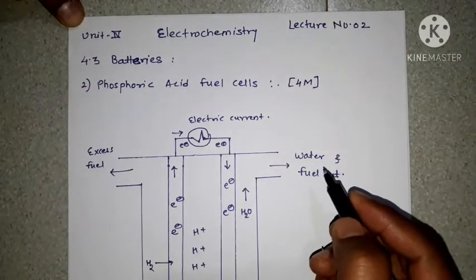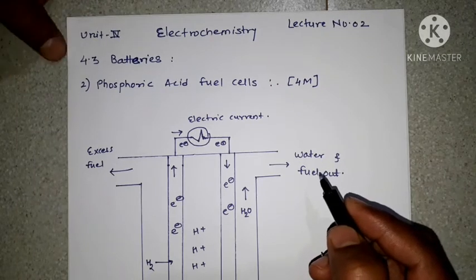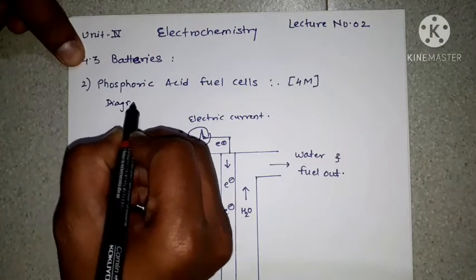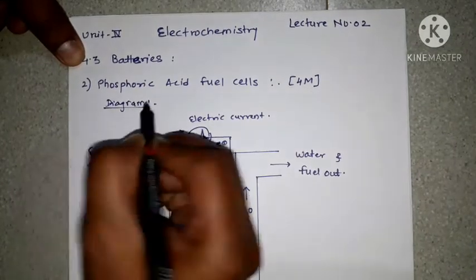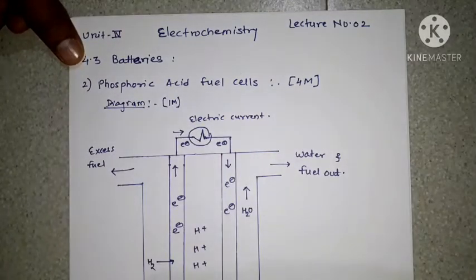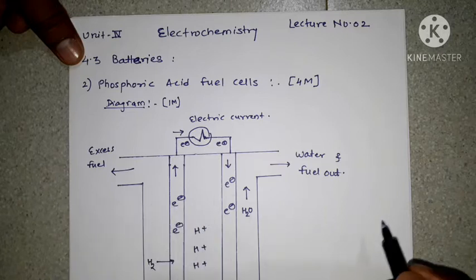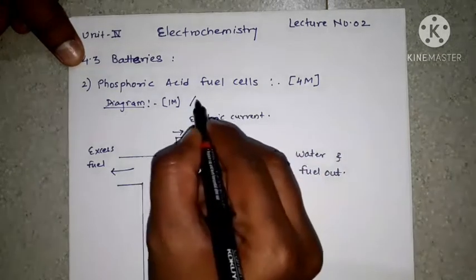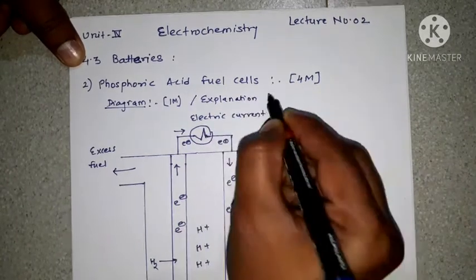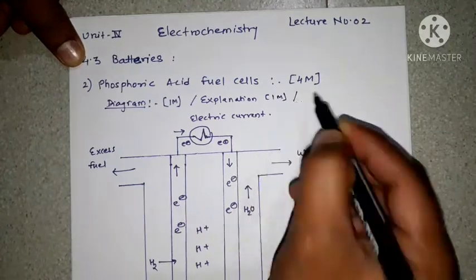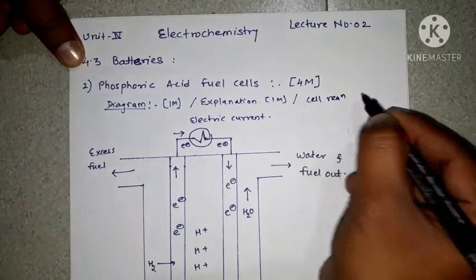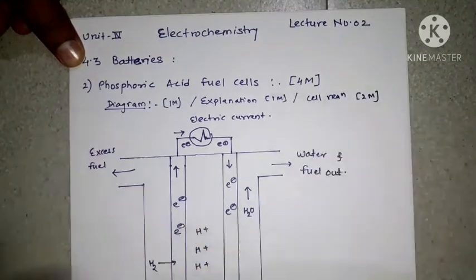In the 4 marks question, we have to draw one diagram. It is for 4 marks. Then, one mark for the diagram. Second, 1 mark for explanation. And another 2 marks for cell reaction. Cell reaction for 2 marks.